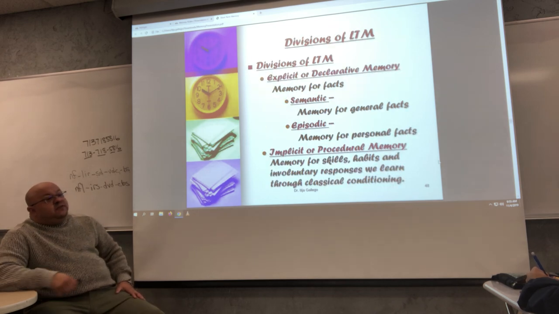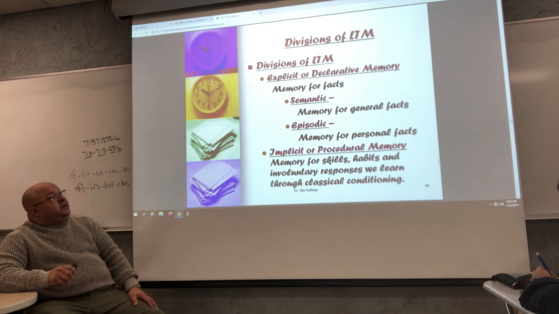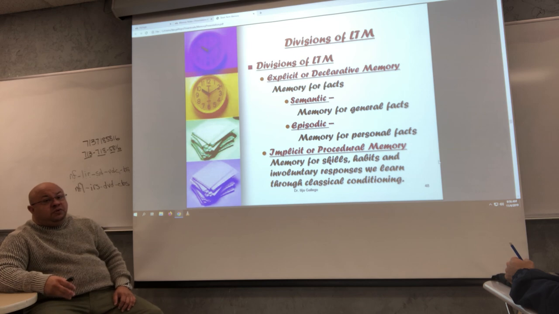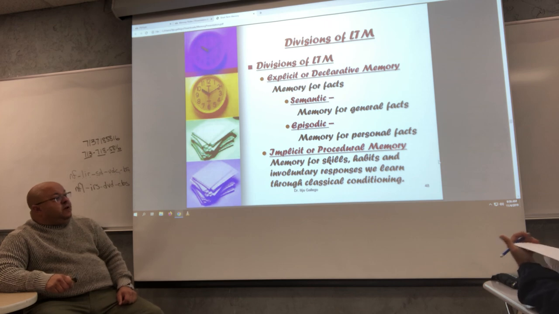So there are divisions of long-term memory: explicit, that's also called declarative, and implicit, which is also called procedural. Explicit or declarative memory is memory for facts. And there are two different kinds of explicit or declarative memory. Semantic memory, which is memory for general facts that anybody can know, and episodic memory, which is memory for personal facts about you that other people might not know. And then implicit or procedural memory is memory for skills and habits and the involuntary responses we learn through classical conditioning.